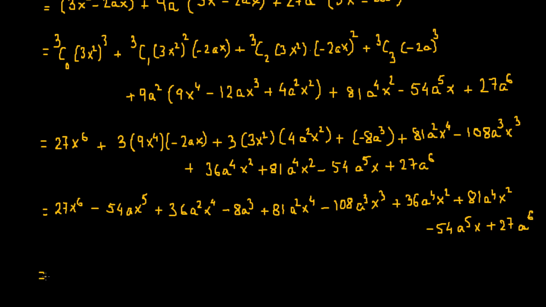That was very lengthy. Then we have finally 27x to the power of 6. And x to the power 5 terms, only a single one. So this is minus 54 ax to the power of 5. Then we go to a squared x to the power of 4. A squared and a squared terms.